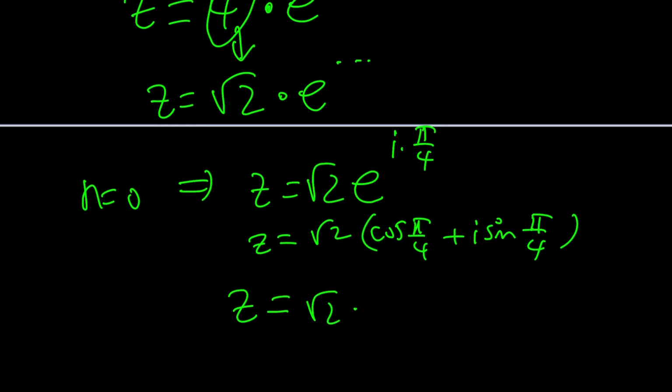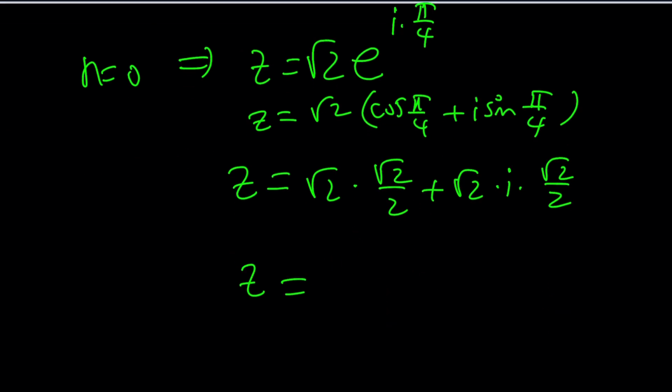Now, cosine pi over 4 is root 2 over 2, and sine pi over 4 is the same. So now this gives you what? z equals 1 plus i. It's one of the solutions, but the others are going to be very, very similar.